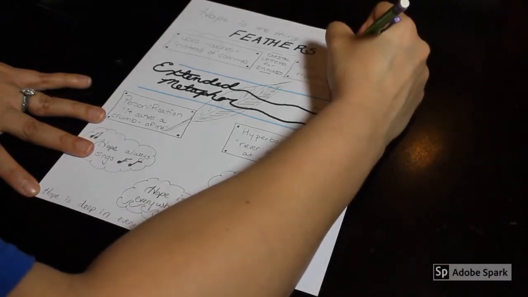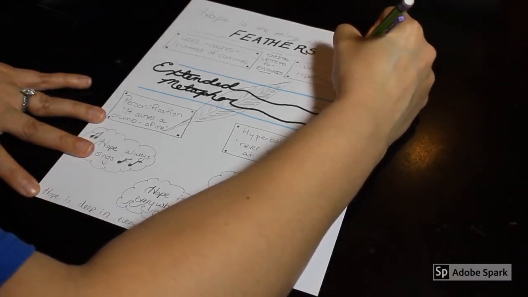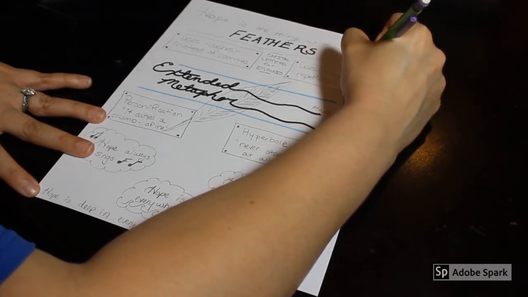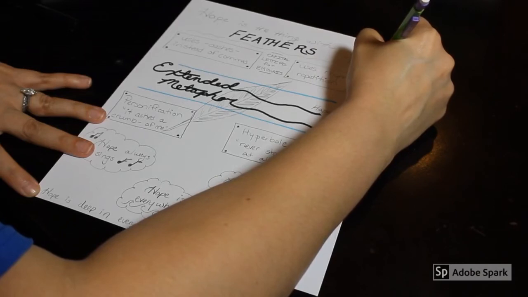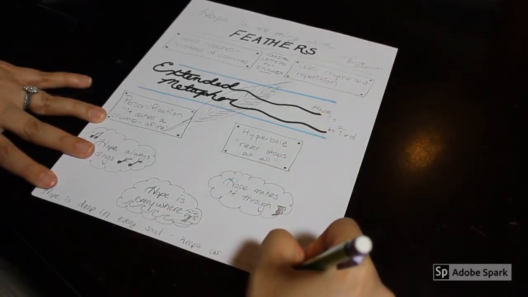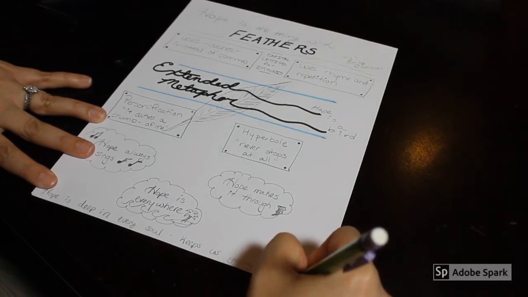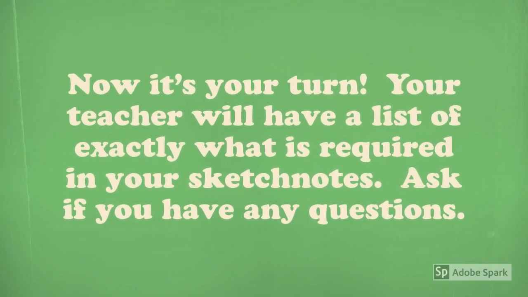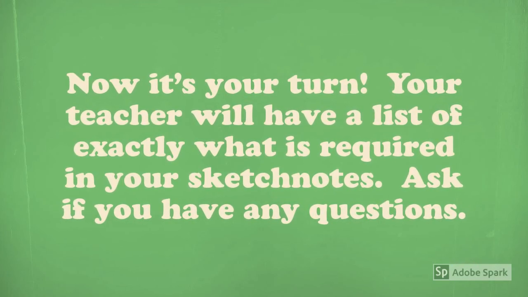And then up here, I forgot, this is not my poem. This is Emily Dickinson's poem. So I'm going to put her name up here. And then I'm going to put my name down here. Because it's my sketch note. Now it's your turn. Your teacher will have a list of exactly what is required to be included in your sketch notes. Please ask if you have any questions.